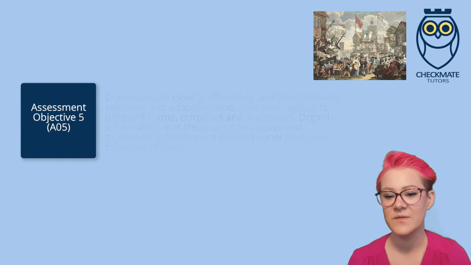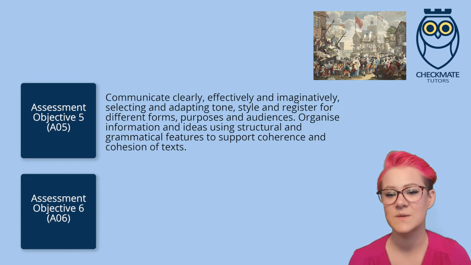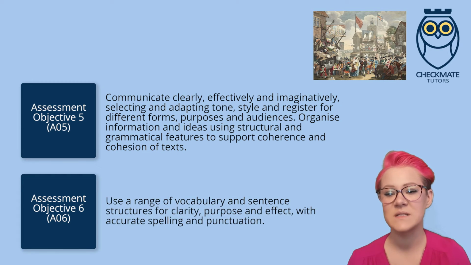You will remember that the creative descriptive writing task, which is question 5 of paper 1 of the AQA syllabus, assesses you on the following assessment objectives. AO5: communicate clearly, effectively and imaginatively, selecting and adapting tone, style and register for different forms, purposes and audiences. Organise information and ideas using structural and grammatical features to support coherence and cohesion of text. And AO6: use a range of vocabulary and sentence structures for clarity, purpose and effect, with accurate spelling and punctuation.